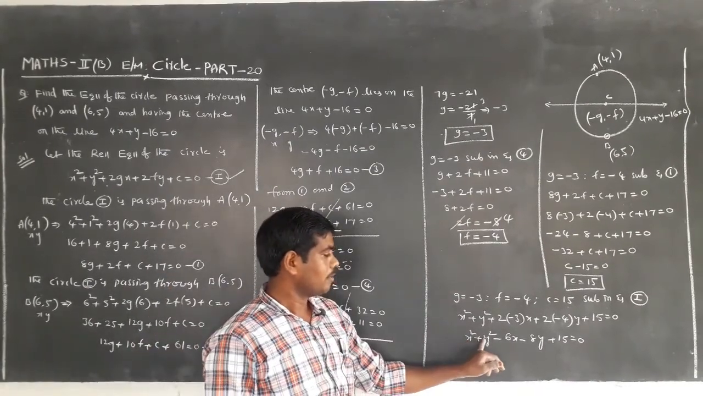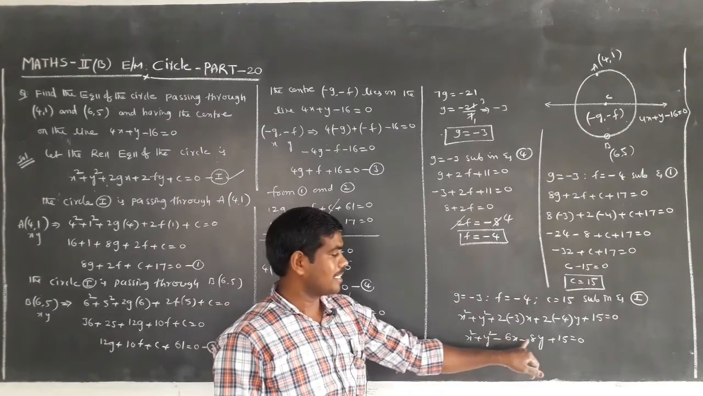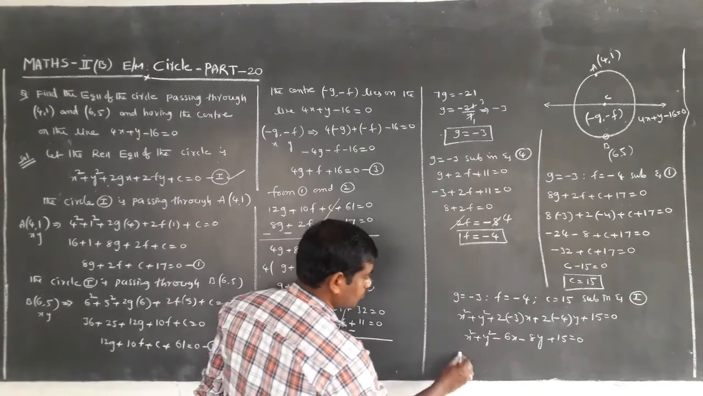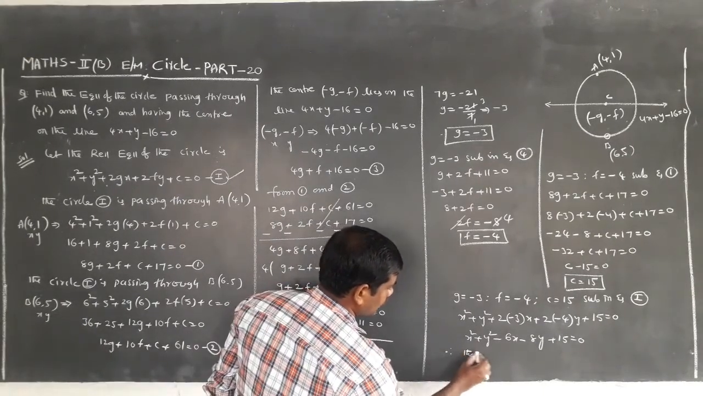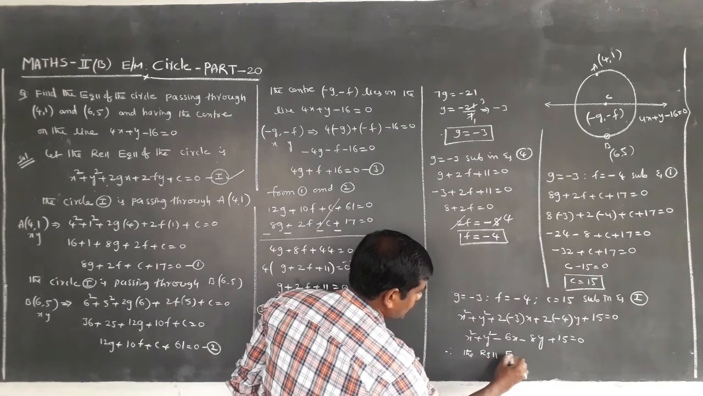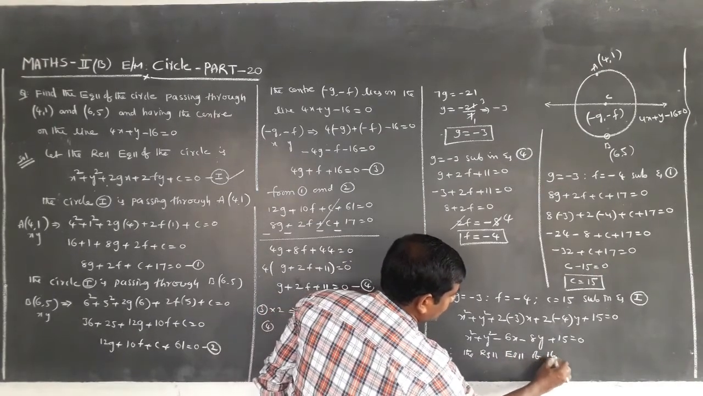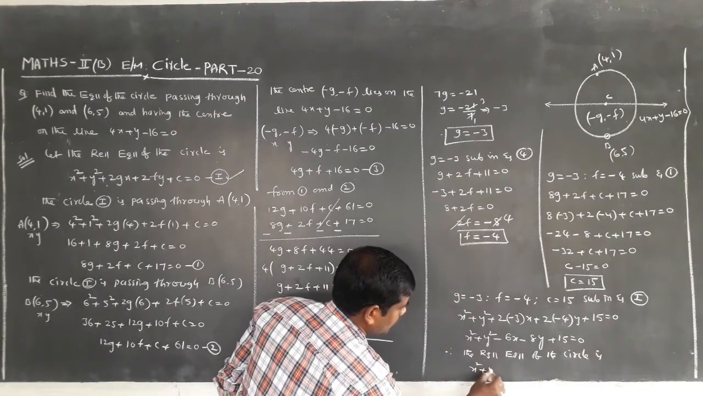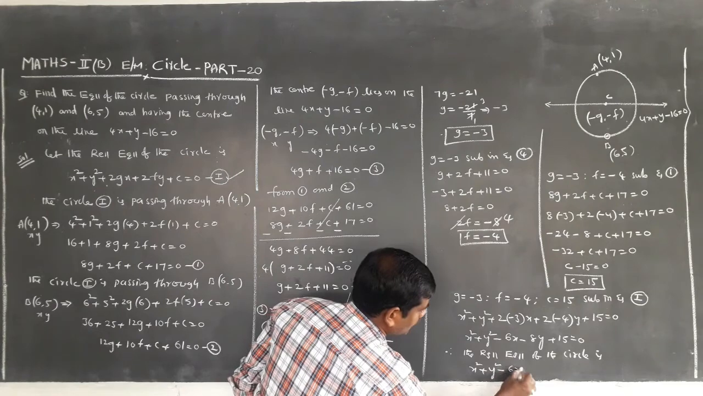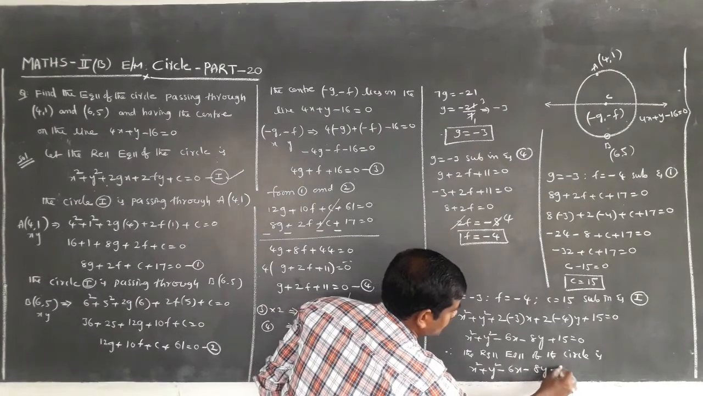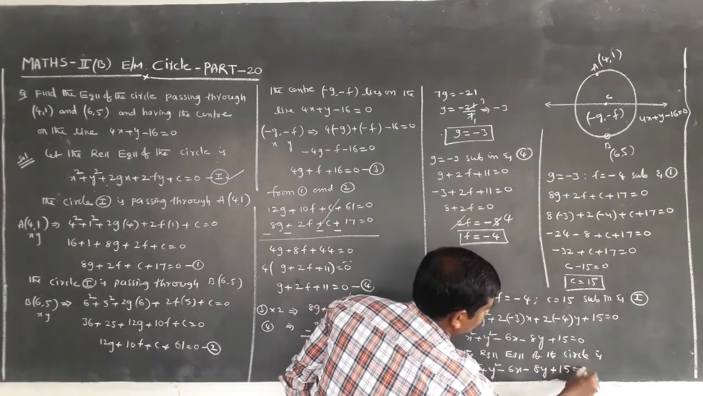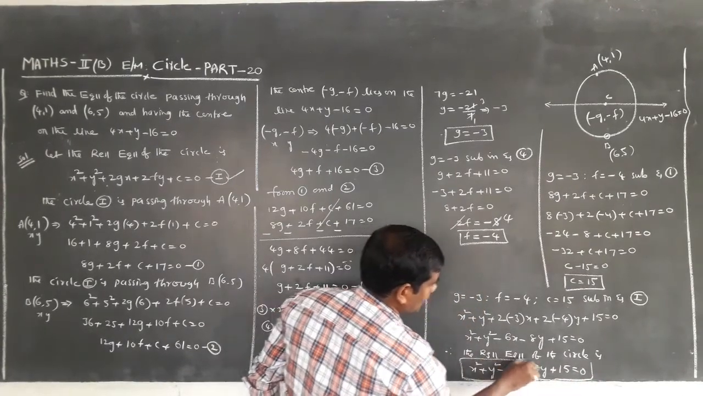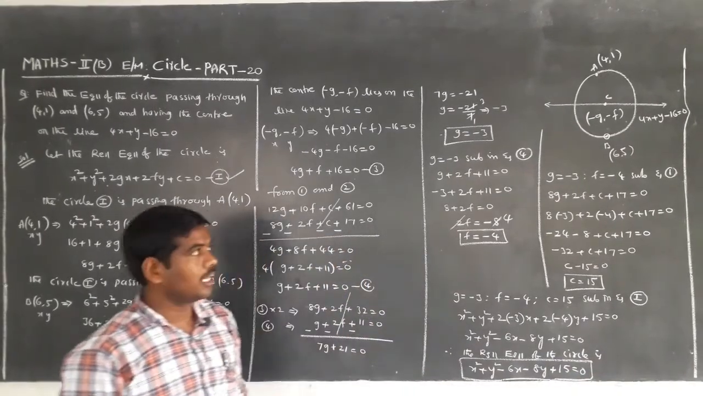x square plus y square minus 6x minus 8y plus 15 equal to 0. Therefore, the required equation of the circle is x square plus y square minus 6x minus 8y plus 15 is equal to 0, which is the required equation of the circle.